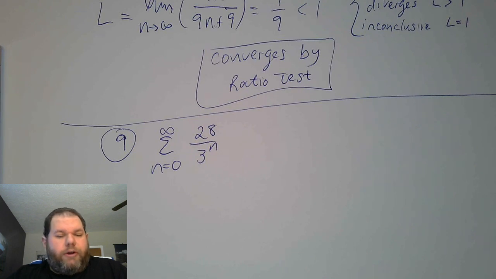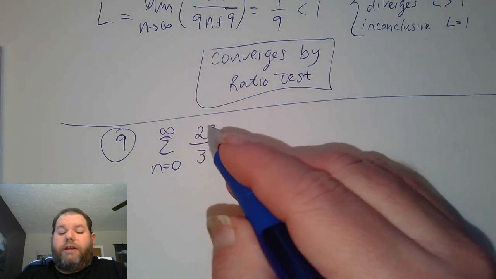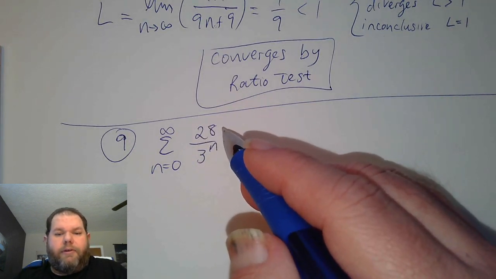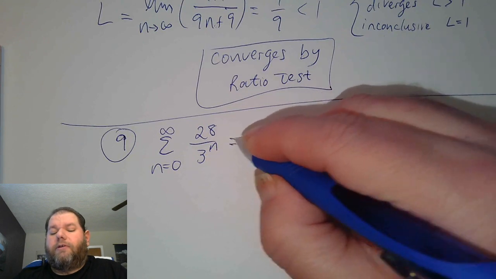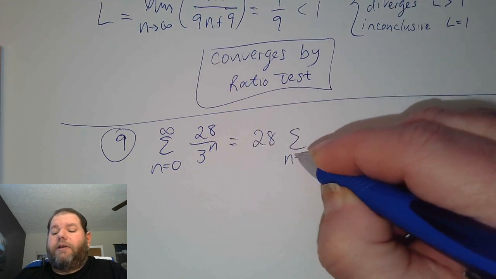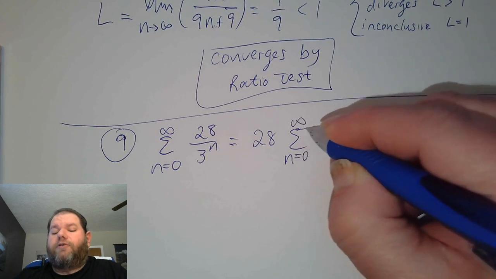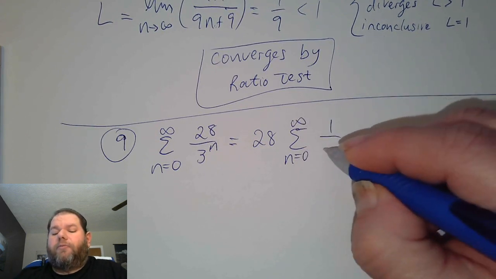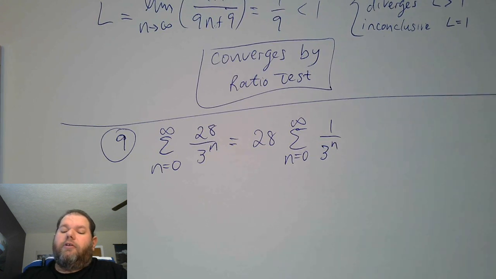One thing I would like to point out, though, 28 is just a plain number on the numerator. So one thing we can do is factor it out. We don't even have to worry about that 28. It's not going to affect the convergence. It's just an extra multiplier. So what we're instead focused on is 1 over 3 to the n.